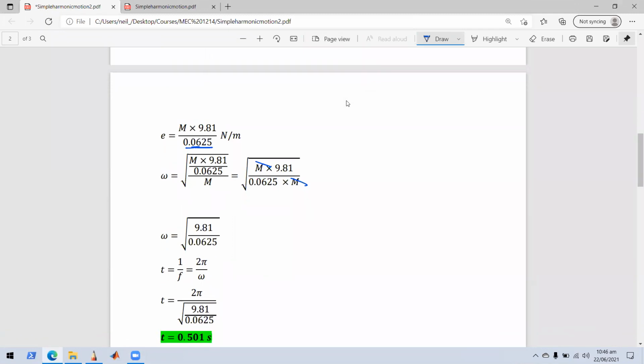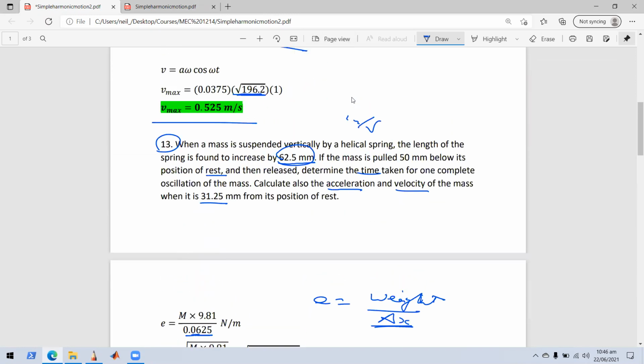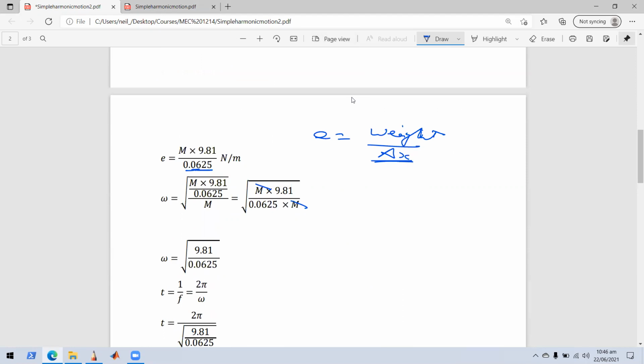Okay, so someone's asking what E is. E is essentially the weight divided by that change in length, that delta x. That's E, the stiffness of the spring.